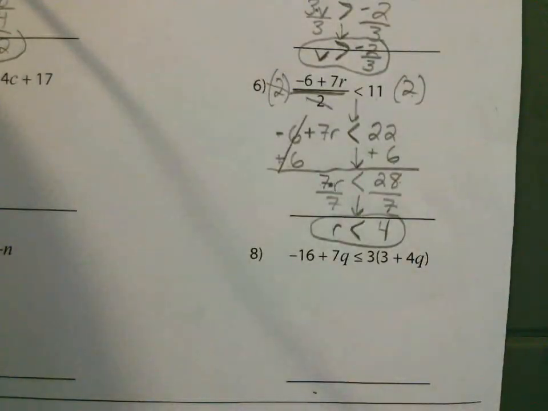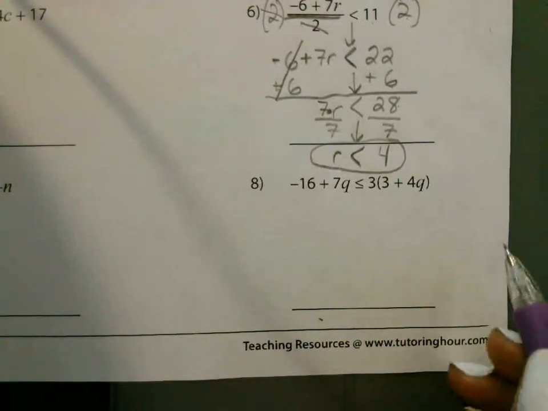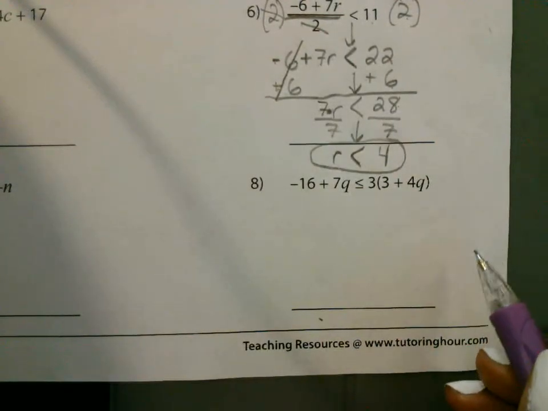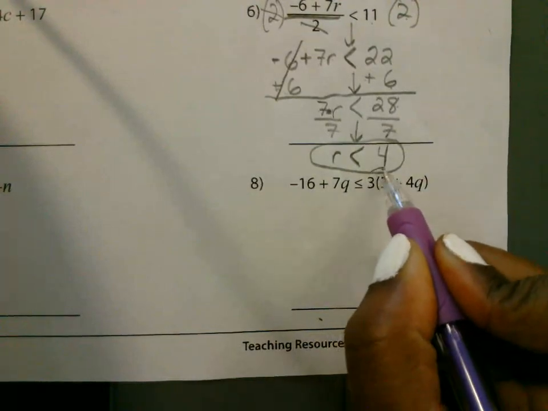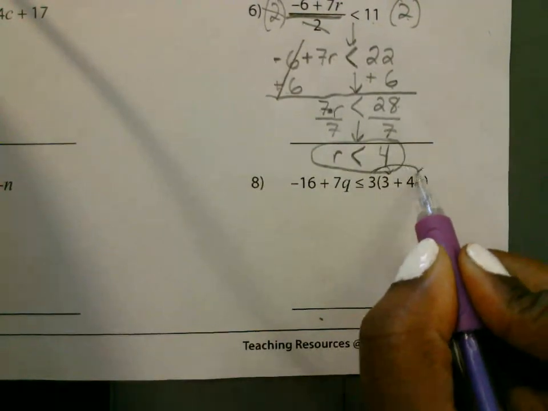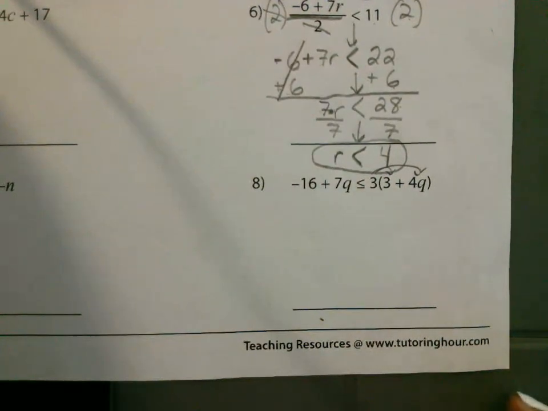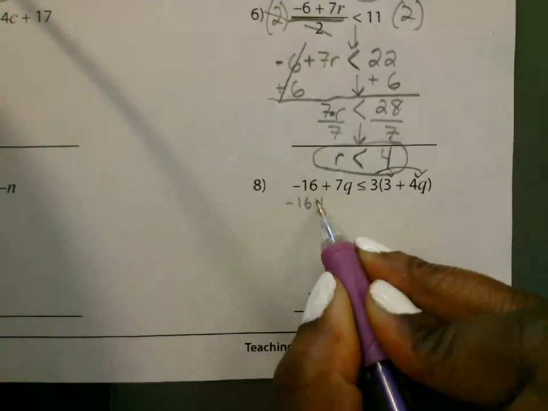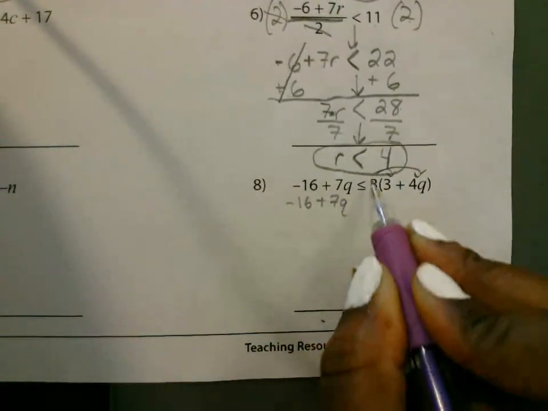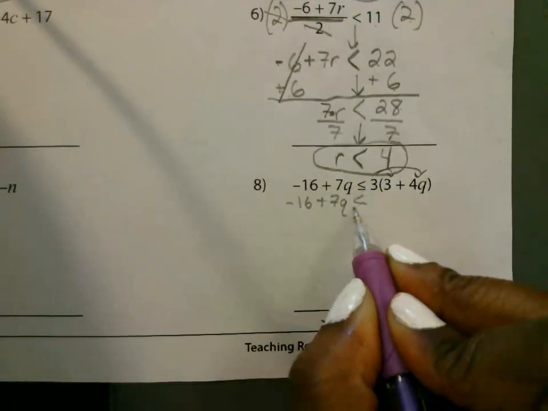All right, let's do number 8. For number 8, again, the first step is the distributive property. So you're going to multiply 3 times both numbers or terms in the parentheses. Distributive property comes first. Just bring down the negative 16 plus 7Q. This is less than or equal to?